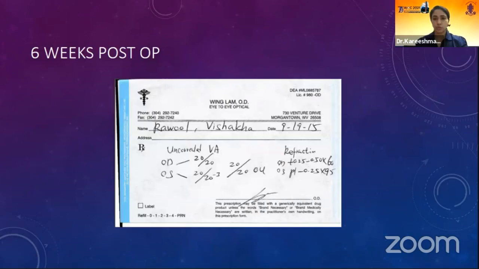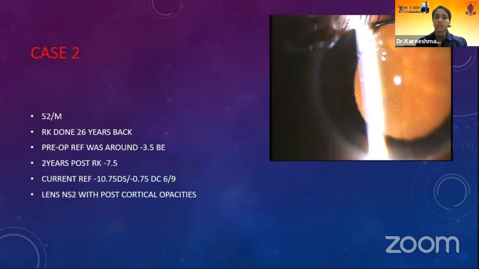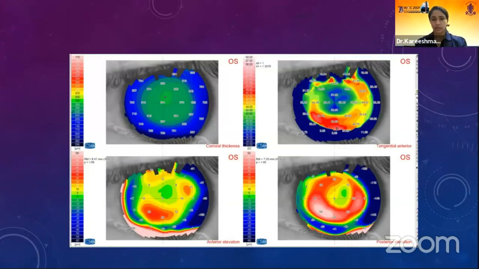continue to be maintained. And 26 years back, pre-op refraction only minus 3.5, 2 years post RK, stable refraction of -7.5. Right now, the readings were entirely haywire, and he had NS2. Now, these are his scans.